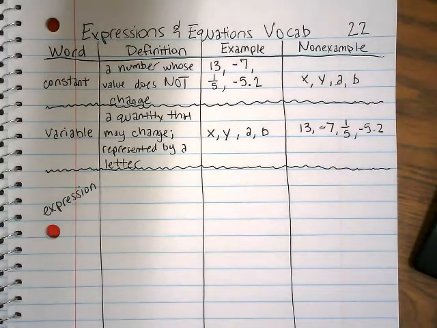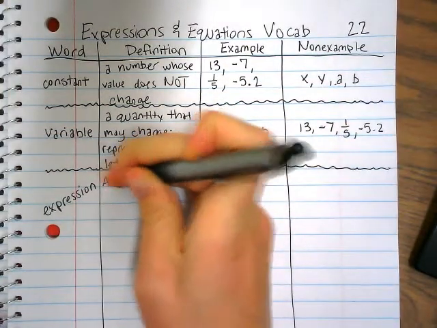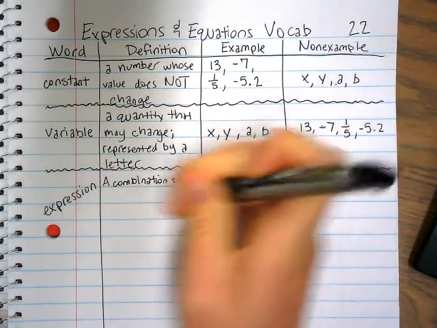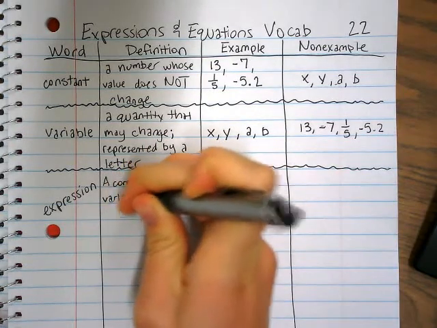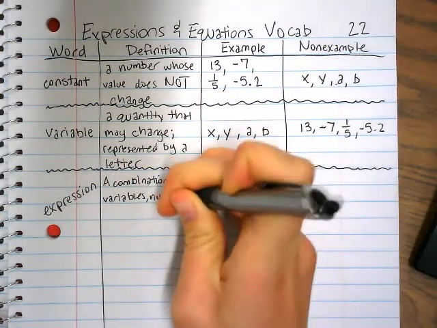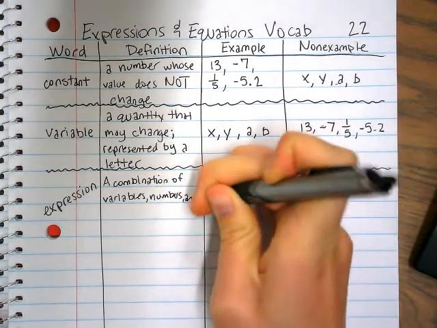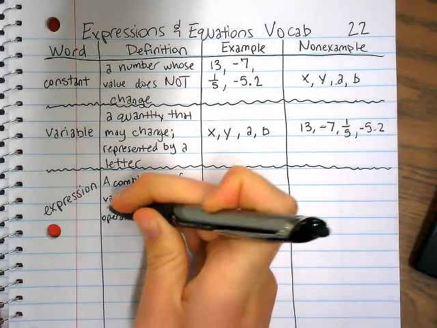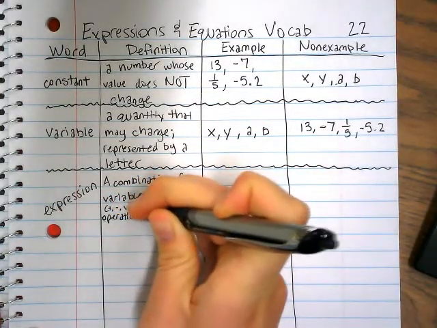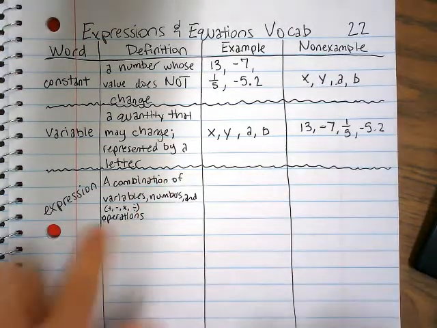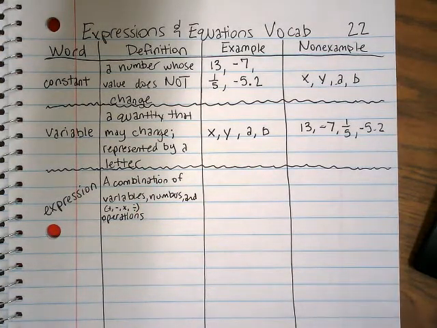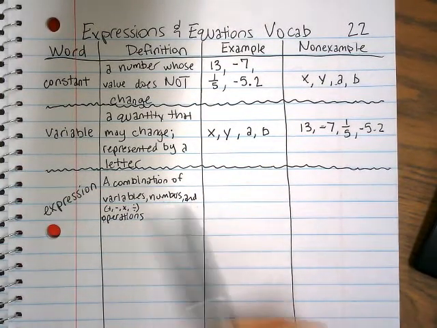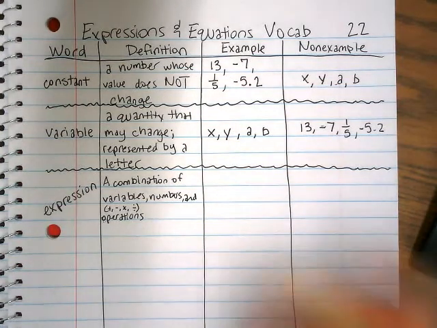In math, an expression is a combination of variables, numbers, and operations. Operations would be like adding, subtracting, multiplying, or dividing. Those are our 4 operations. So an expression is a combination of variables, numbers, or constants, and operations that show a mathematical relationship.